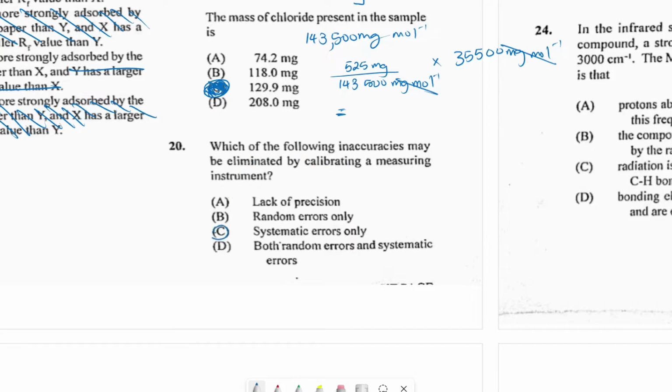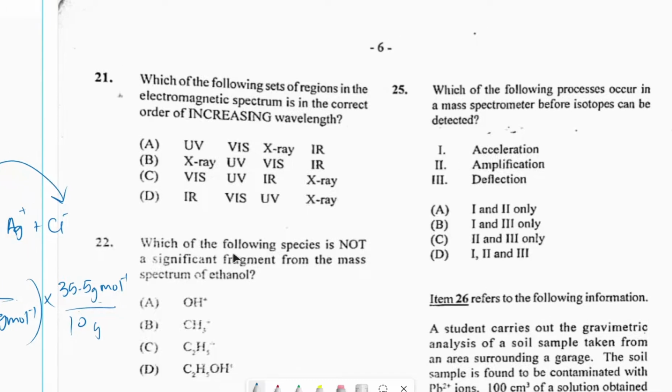Which of the following inaccuracies may be eliminated by calibrating a measuring instrument? It's always systematic error. Lack of precision, don't do that. Ensure that you read A to B: random errors only, systematic errors only, both random errors and systematic errors. Yes, C.